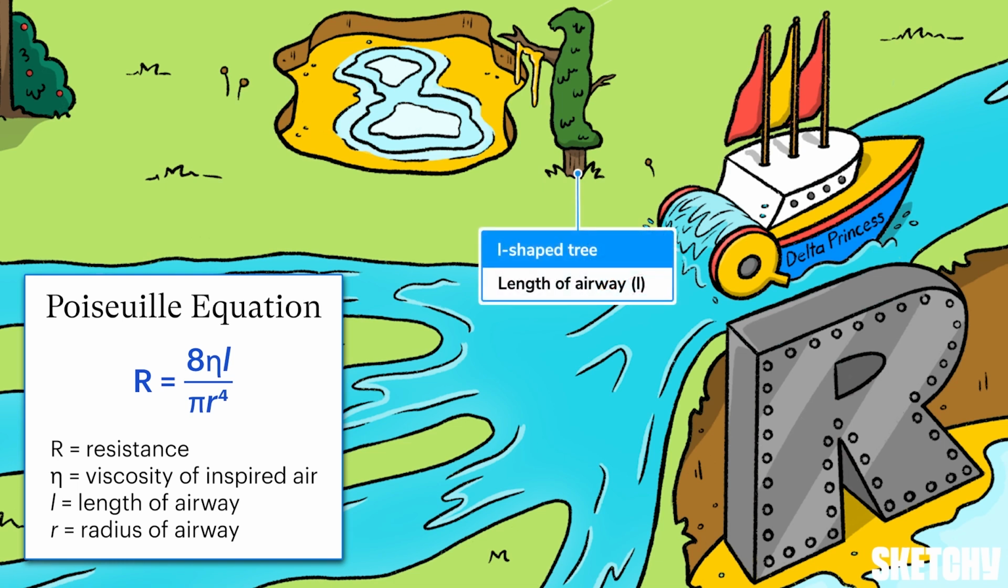The second thing that this equation tells us is that airway resistance is also directly proportional to the length of the airway, meaning the longer the airway, the greater the airway resistance. This L-shaped tree should remind you of this, as well as why it's a pretty bad idea to try and breathe underwater through a really long straw.